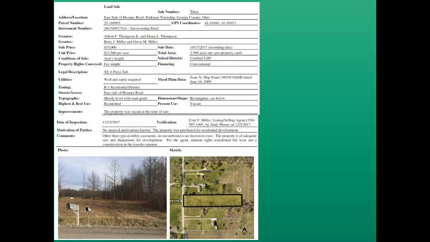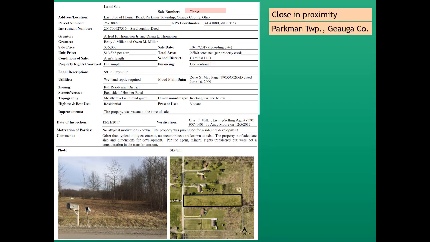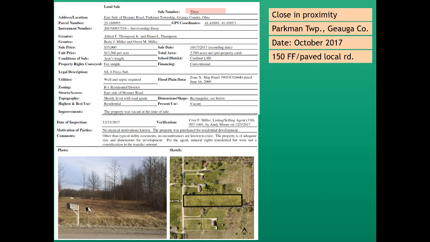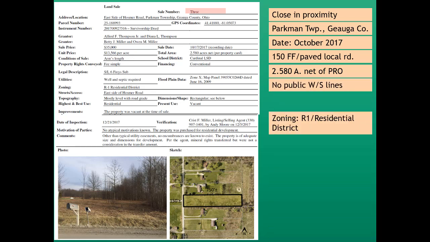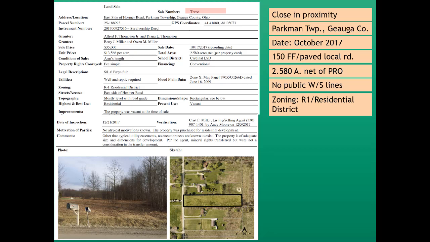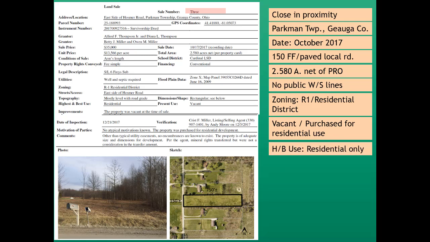So here is the data sheet for sale number 3. It's close in proximity. It's in Parkman Township, also in Geauga County. Date of sale was October 2017. It's got 150 front feet along a paved local road. It's got 2.58 acres net of PRO. No public water or sewer in the area. The zoning is R1, residential district. It was vacant at time of purchase and was purchased for residential use. Highest and best use is residential only.